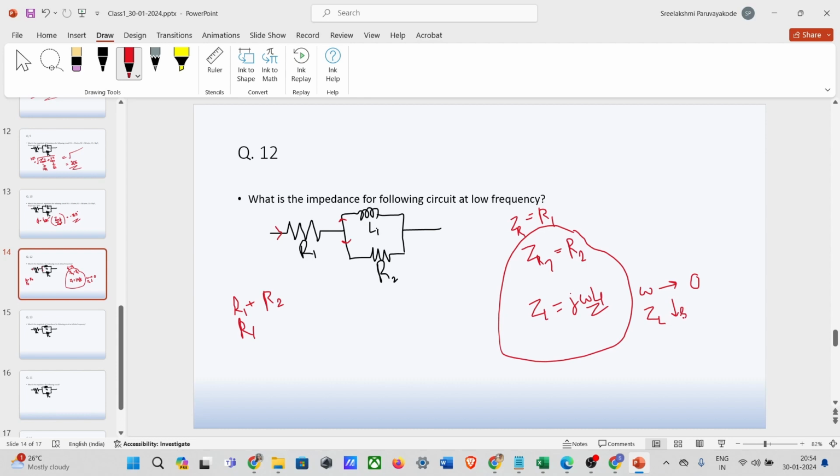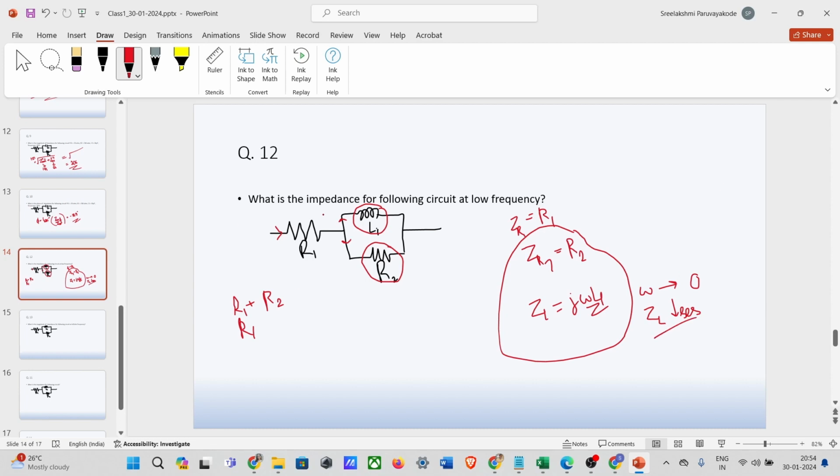Which path is easy to pass through? The inductor. Why? This way it is having very less resistance. R2 has its own resistance, and it has no effect of frequency. Whatever frequency it is, R2 is fixed. On the contrary, what is happening to L1? The impedance of the inductor keeps on reducing when the frequency is reducing.